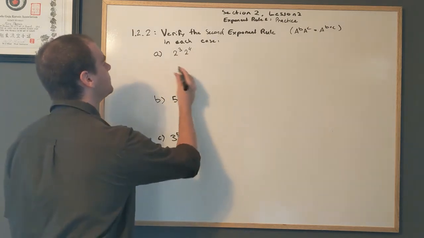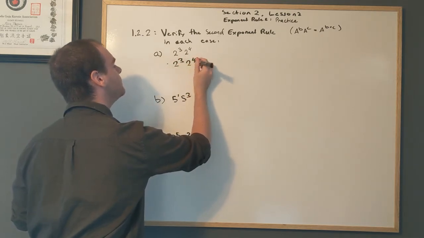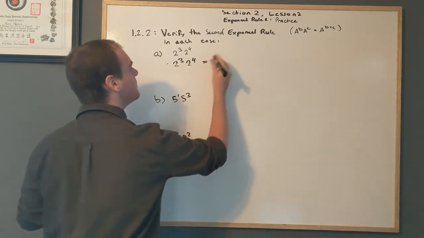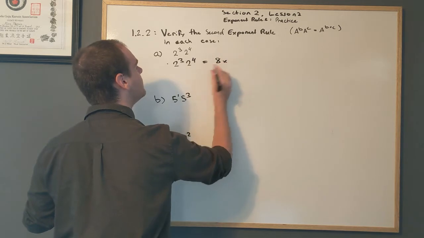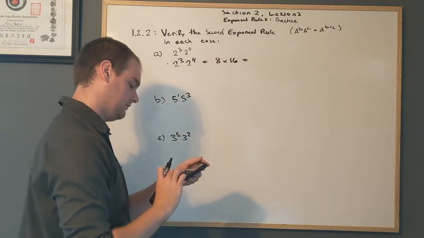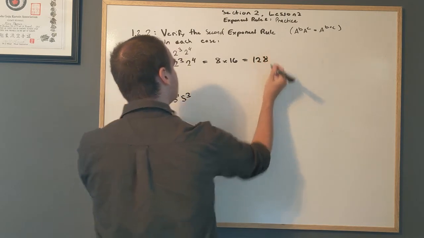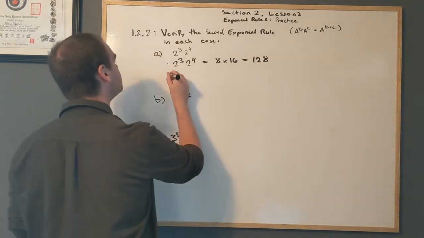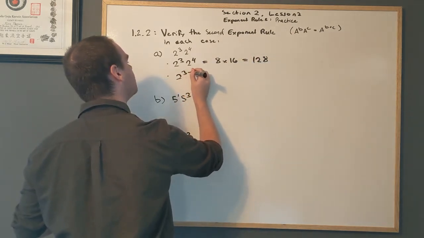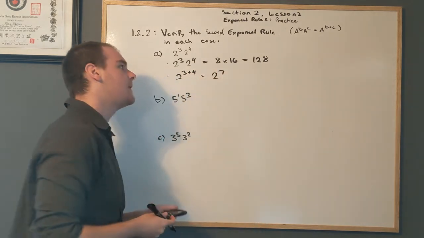So, first case, the product side. 2 cubed times 2 to the 4. We're going to evaluate both exponents independently and then multiply the result. So 2 cubed is 8. 2 to the 4 is 16. And 8 by 16, according to my trusty calculator, is 128. Now we will use the rule side. So we have 2 to the 3 plus 4 equals 2 to the 7.